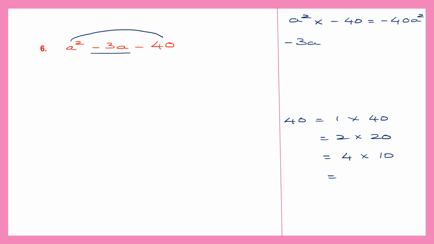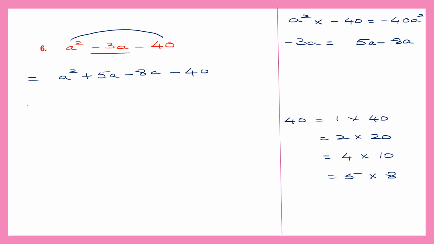Next is 5 into 8. 5 8s are 40. So 5 and 8 will give us 40, but will it give you minus 3? So let's see. Now if I have to get minus 3, then I need to say 5 minus 8. 5 minus 8 will give me minus 3, and if I multiply this, I will get 5 into minus 8, I'll get minus 40. So what are my two terms that I've split minus 3a into? 5a and minus 8a. So let's write that here. This will become a square plus 5a minus 8a minus 40.